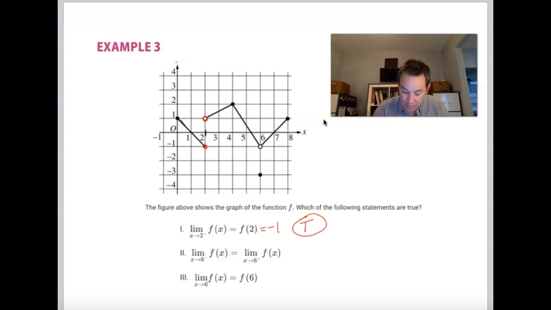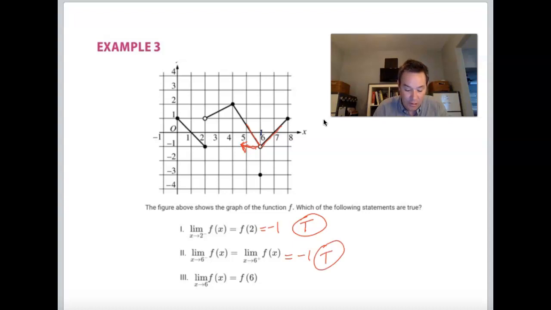All right, the second one: the limit of f of x as x approaches 6 from the left and from the right. Okay, as we look at what's going on as we approach 6 from the left, remember, we don't care what's going on at 6, our limiting value. We just want to know the behavior as we approach 6. And as we get closer and closer, our y values again seem to get closer to -1. As we approach from the right, same deal. They approach -1. So those are equal. I'm going to say that's true.